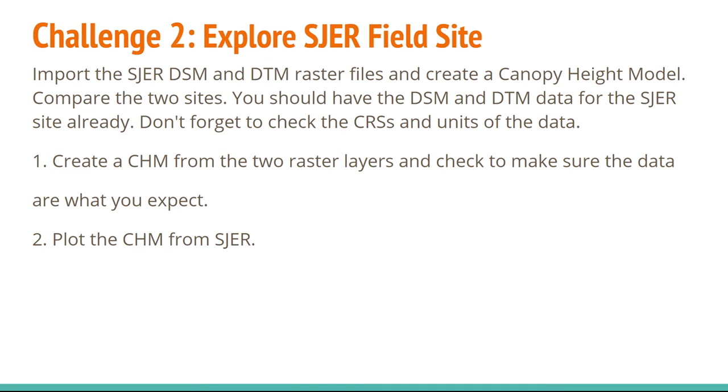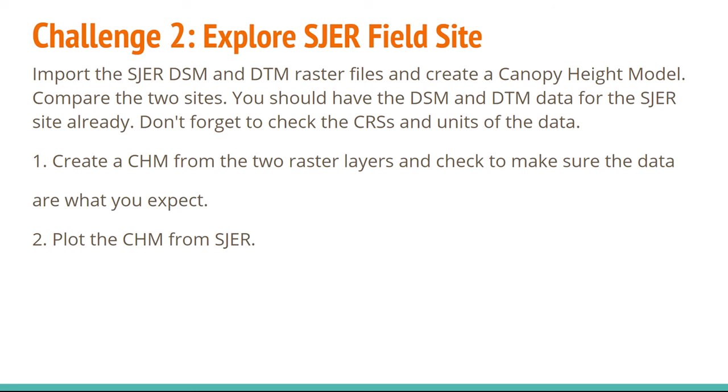So we've been working with the Harvard rasters, and now I want you to switch to working with the San Joaquin experimental range. So import the SJER, the San Joaquin experimental range, DSM, so that's digital surface model, and DTM, digital terrain model, raster files, and create a canopy height model. Again, recall, canopy height is equal to DSM minus DTM. Compare the two sites. You should have the DSM and DTM data for the SJER site already loaded. Don't forget to check the CRSs and units of the data to make sure that everything lines up.